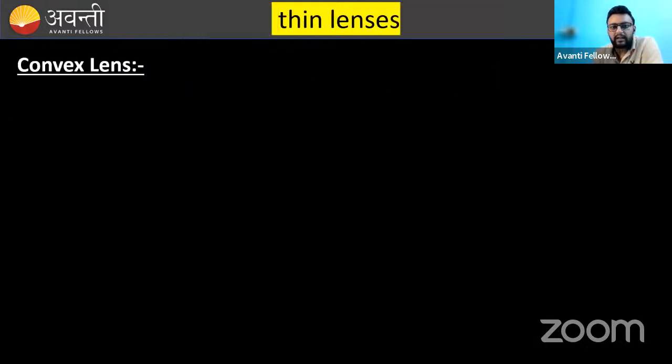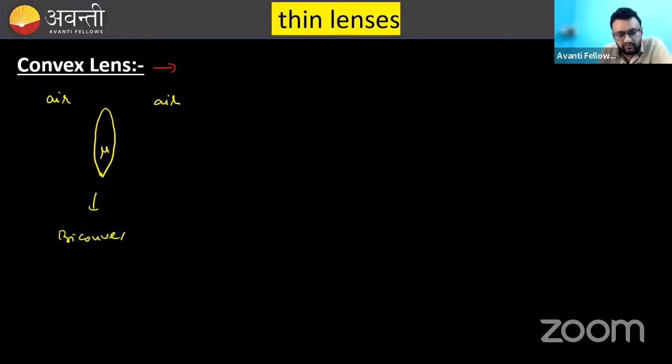Moving further. Now there are thin lenses. There are two kinds of lenses you will see. One is convex, another is concave. I will give you a glimpse of that. This is a convex lens. This is made of glass which has a refractive index mu, and outside is air. This lens is generally called a biconvex lens.